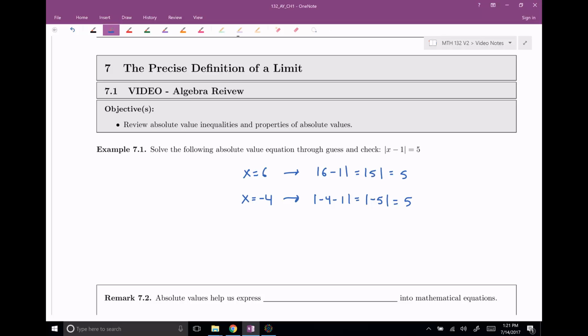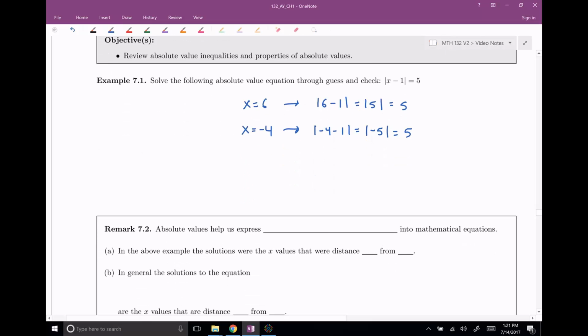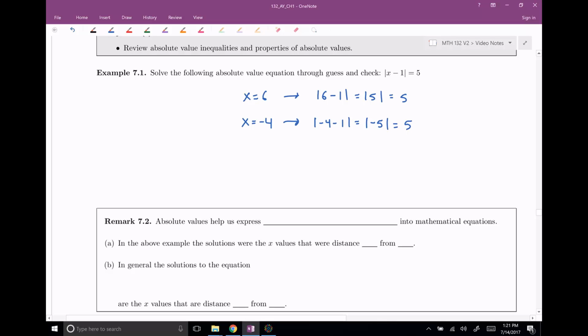Okay, why do we care? Well, the claim is that absolute values help us express distance statements into something that we can actually manipulate, these mathematical equations. So for instance, in the above example, the claim that I have for you is that these solutions are the x values that are distance 5 from 1.